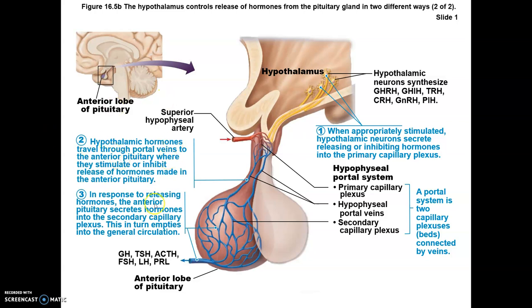See here, this is the hypothalamus, this is the anterior pituitary, and here is the hypophyseal portal system. We have a primary capillary plexus, a secondary capillary plexus, and these are the portal veins. So the hypothalamus sends releasing hormone and inhibiting hormone to the anterior pituitary. In response to releasing hormone, the anterior pituitary secretes the hormones. Hypothalamic hormones travel through the portal veins. So what is a portal system?